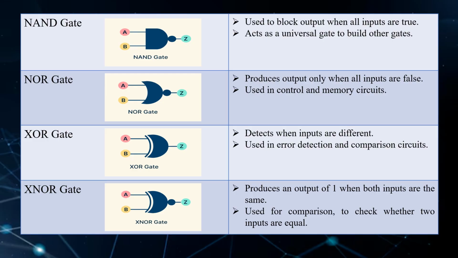XOR gate, detects when inputs are different, and it is used in error detection and comparison circuits. XNOR gate, it produces an output of 1 when both inputs are the same, and it is used for comparison to check whether two inputs are equal.